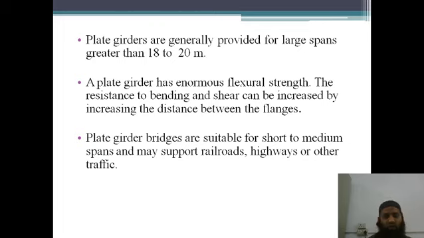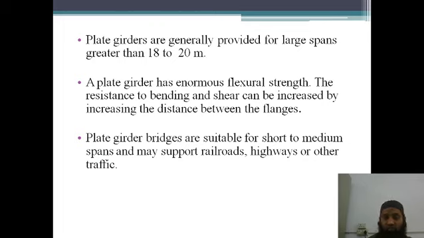As you know, when the load acts onto a beam, it acts as a UDL, a universally distributed load. Because of that, there is high bending moment at the center. So basically, to resist this bending moment, in a plate girder we fix an I section, and this plate girder resists the bending moment, and therefore it gives you very high flexural strength.